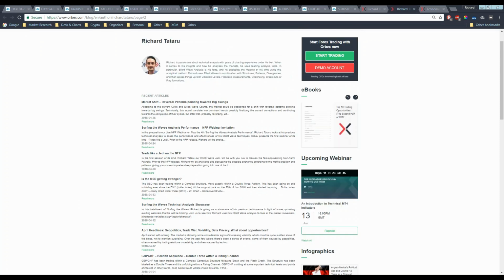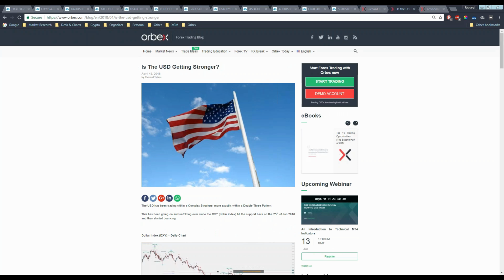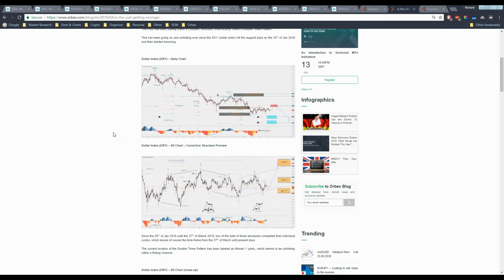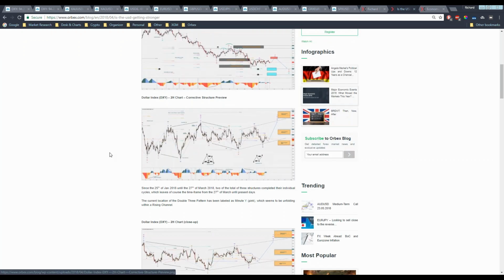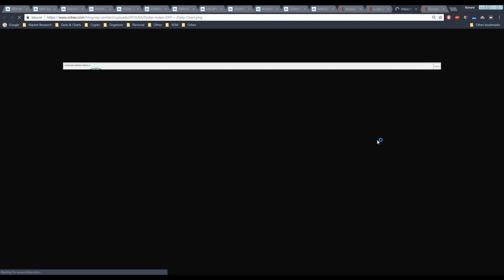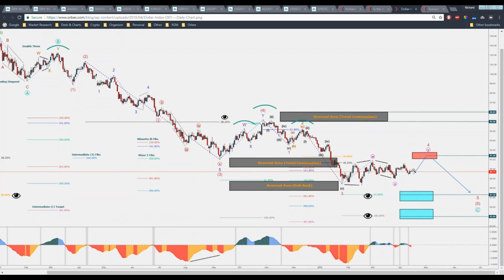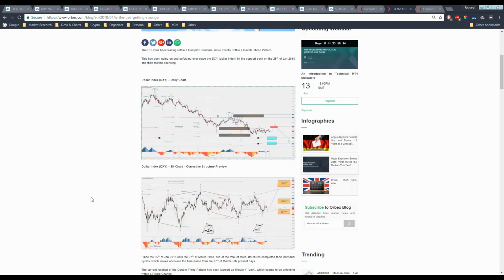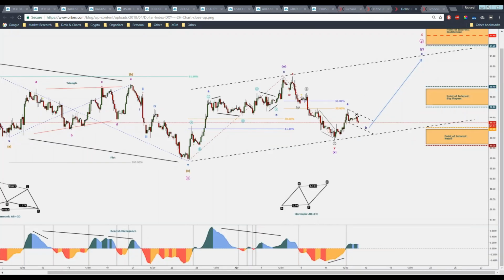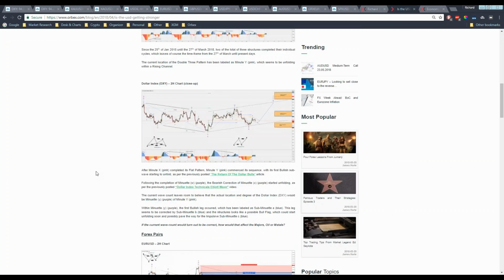On the 13th of April 2018, I posted an article, "Is the USD getting stronger?" This is the article where, let me go on the daily chart on the XY, projecting a possible rise in the dollar right there on the daily structure. And on the 2-hour chart, it was this ABC. You guys actually saw it when I clicked the play buttons, right?